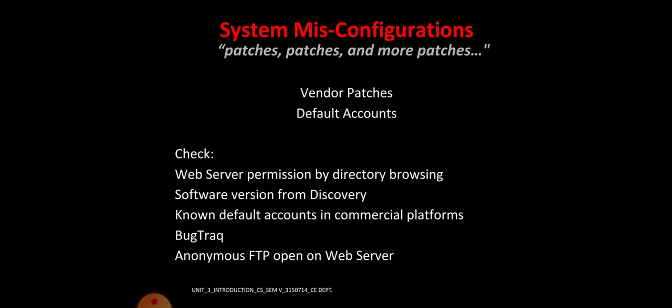System misconfiguration is about pages, pages and more pages, like plugins and required files when we need to upgrade your application version. The vendor page and default account: check the web server permissions by directory browsing, software version for discovery, non-default accounts in commercial platforms, bug track, anonymous FTP open on the web server. It's all about system misconfiguration.